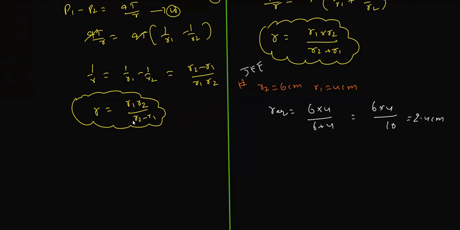You have to remember these formulas finally at the end of the day. R equivalent equals R1 R2 divided by R2 minus R1. And R equals R1 R2 divided by R1 plus R2, which you have to remember.